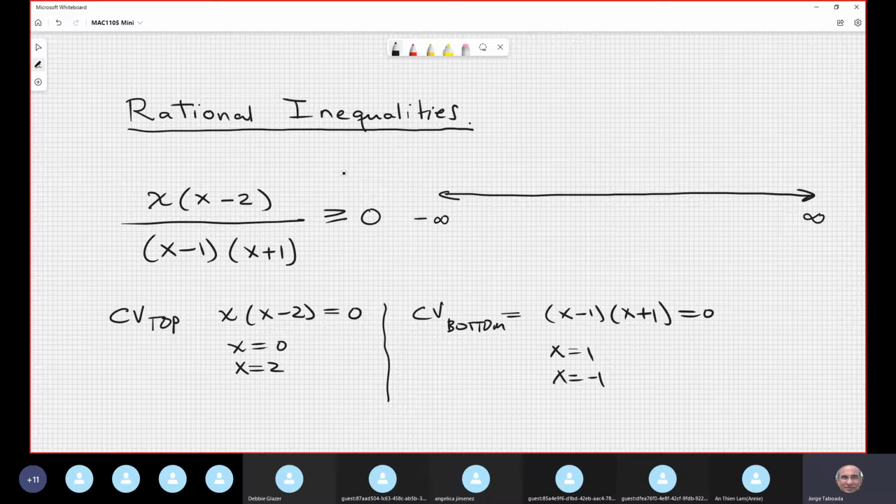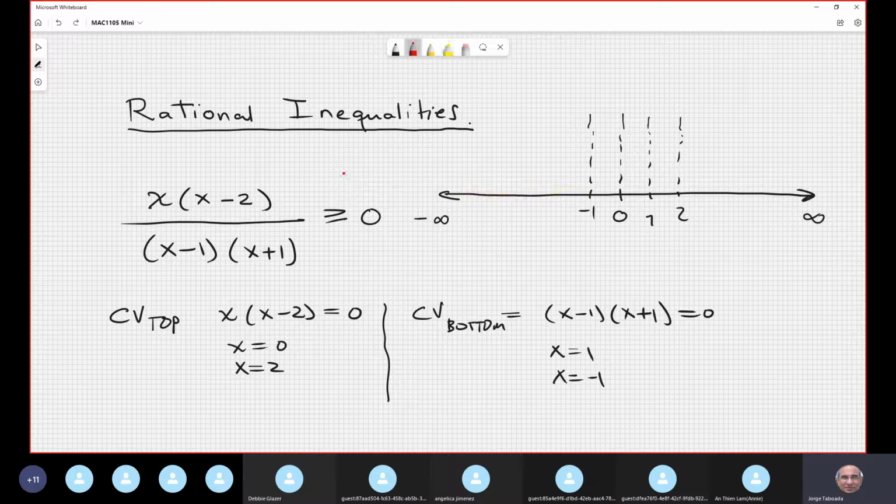Negative infinity, positive infinity. We have a critical value at 0, at 2, at 1, and at negative 1. So basically 4 critical values, 5 intervals: 1, 2, 3, 4, and 5 intervals. And obviously I need to select 5 testing points.